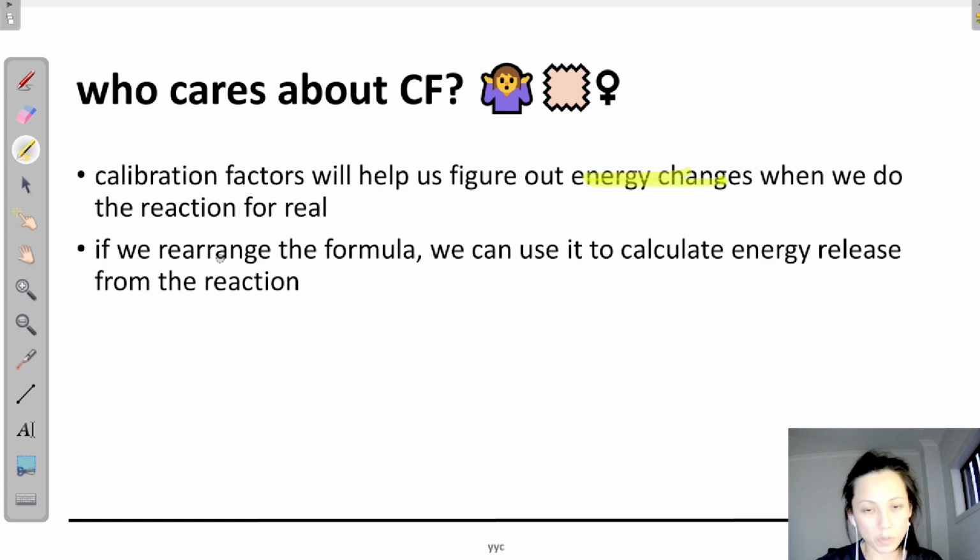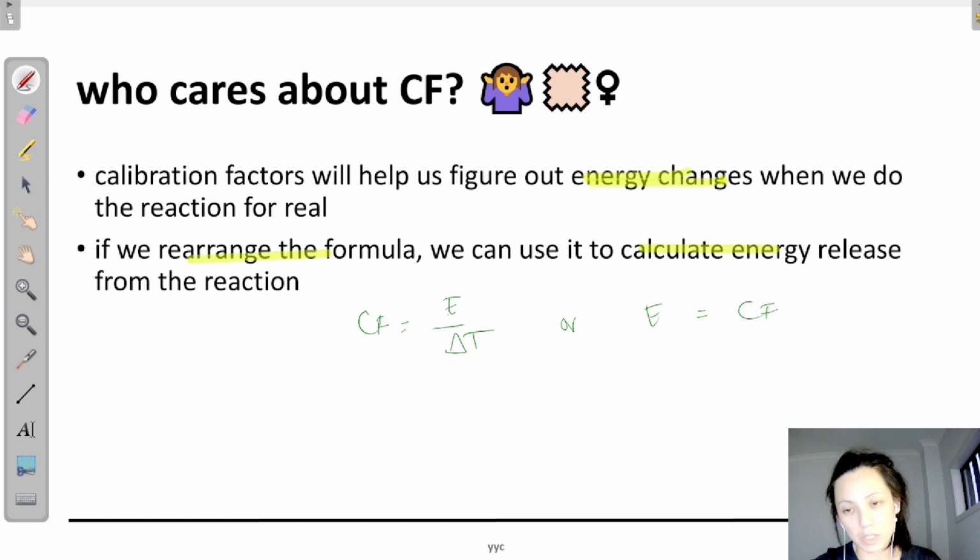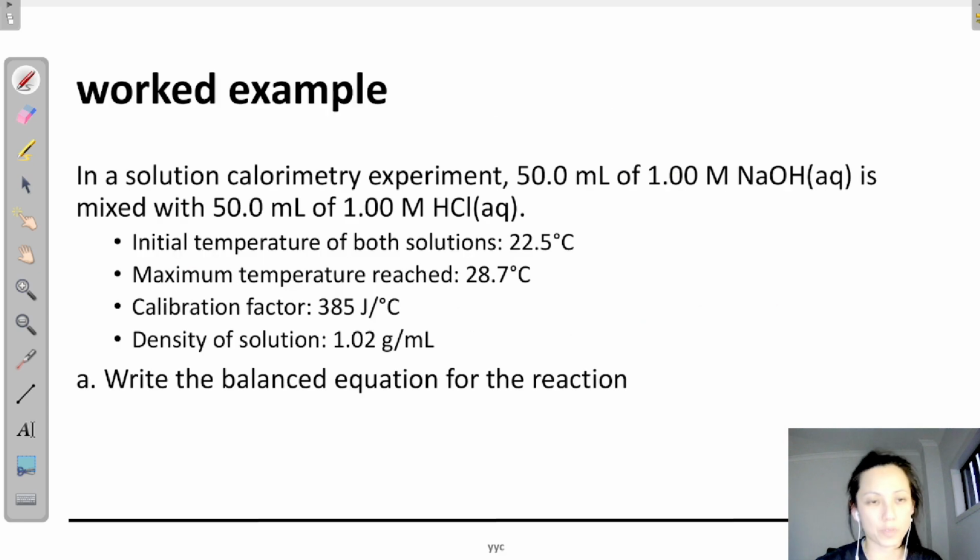If we rearrange the formula, what we can actually do is calculate the energy released from the reaction. So if we think about this, the calibration factor is energy over delta T. If we rearrange this, we can find the energy released. Interesting. Once we find the energy released, we can attribute it to whatever the reaction is and find out the enthalpy.